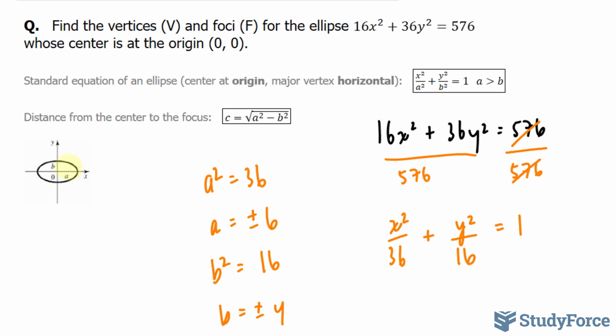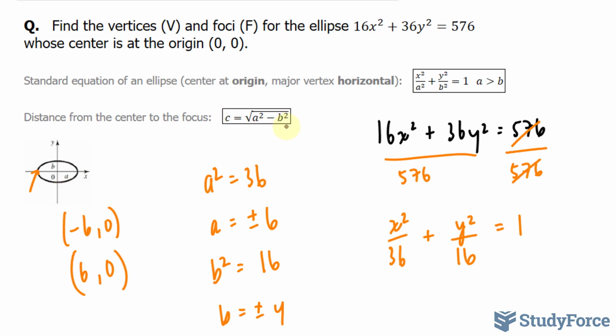Our a value will therefore serve as our vertices. We have a vertex at minus 6 and 0. Let's call this point (-6, 0). And we have a vertex at positive 6 and 0. This point right here.